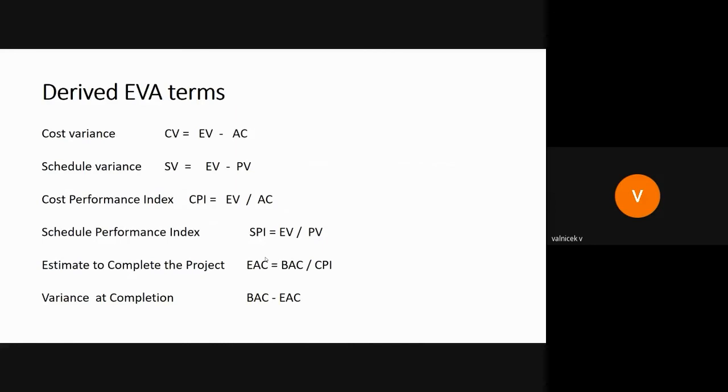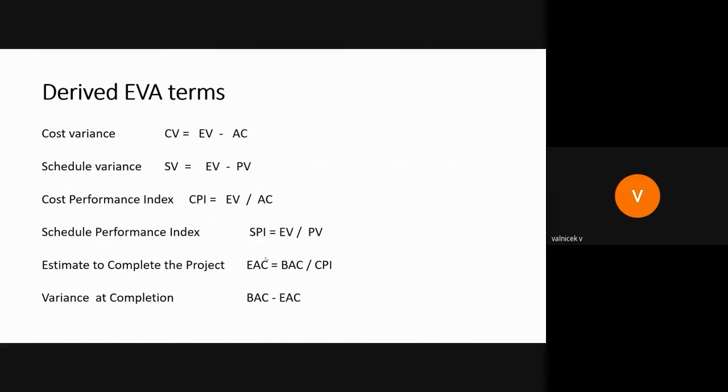Then we are calculating two indexes, which are called cost performance index and schedule performance index. These two indexes give just an answer about the progress of the project. So the cost variance is earned value minus actual costs. Schedule variance is earned value minus planned value. Cost performance index is earned value divided by the actual costs. Schedule performance index is earned value divided by the planned value.